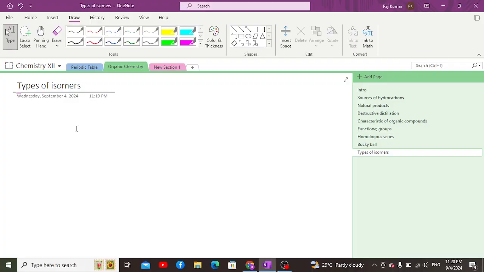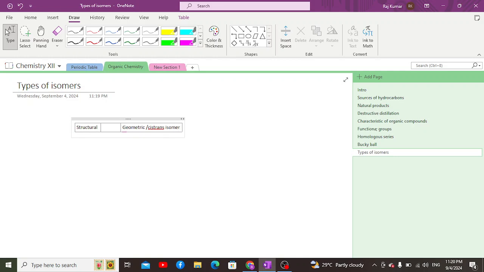Greetings everyone. Now we are going to discuss the types of isomers. Isomers are divided into two major types: the structural isomers, as we have previously discussed, and geometric isomers. What are isomers? These are compounds having the same molecular formula but different structural formulas. We also call geometric isomers cis-trans isomers.